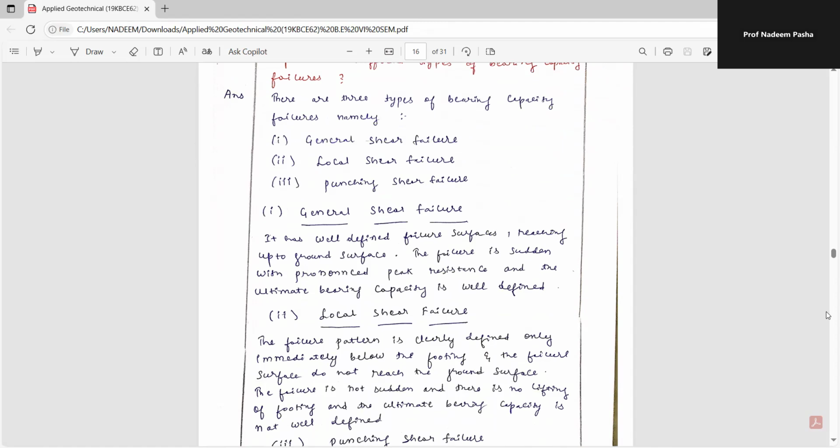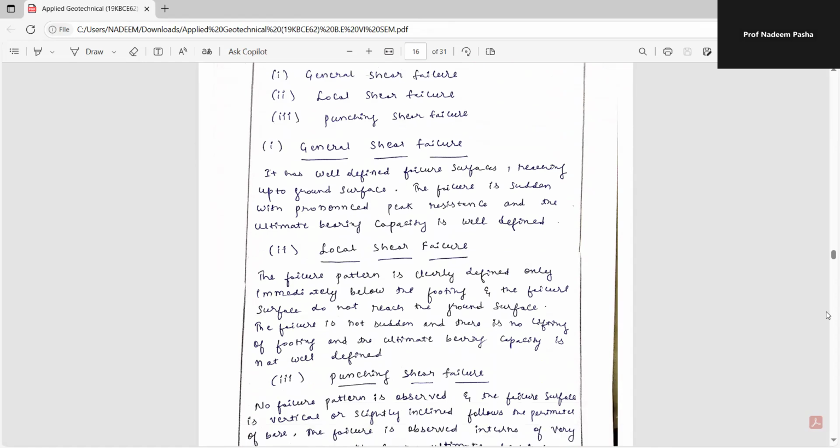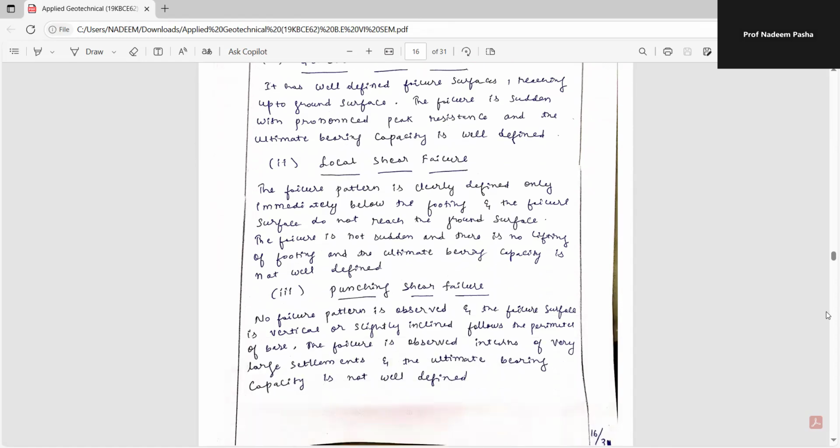Local shear failure: the failure pattern is clearly defined only immediately below the footing and the failure surface does not reach the ground surface. The failure is not sudden and there is no tilting of the footing, and the ultimate bearing capacity is not well defined. Punching shear failure: no failure pattern is observed and the failure surface is vertical or slightly inclined, following the perimeter of the base. The failure is observed in terms of very large settlement and the ultimate bearing capacity is not well defined.